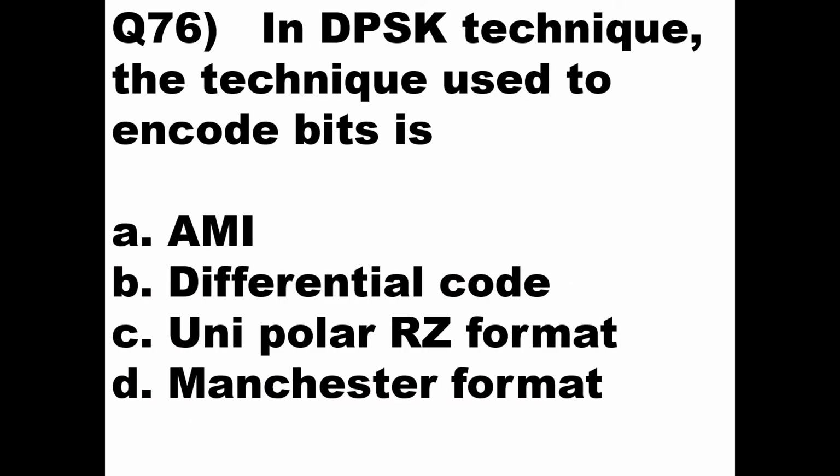Then we'll go to the next question, question number 76. In DPSK, that is differential phase shift keying technique, the technique used to encode the bits is AMI or differential code or unipolar RZ format or Manchester format. So as it is shown in the name only, DPSK, differential phase shift keying, the answer should be, it is using differential code. B should be the answer, differential code.